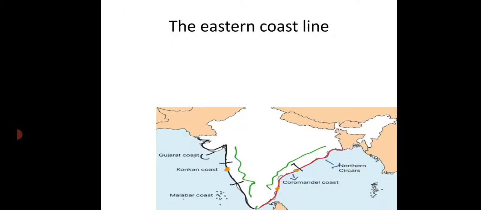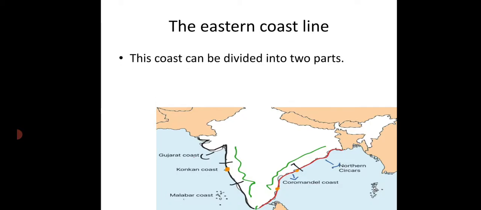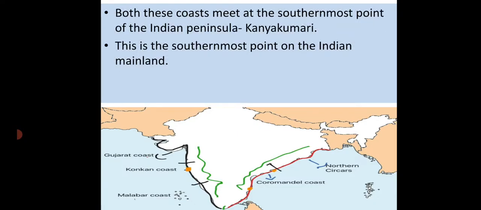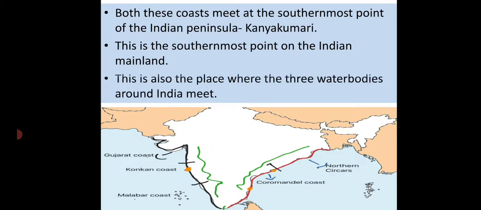As you can see, the eastern coastline can be divided into two parts: the Northern Circars and the Coromandel coast. You can see it in the image. Both these coasts meet at the southernmost point of the Indian peninsula, Kanyakumari. This is the southernmost point on the Indian mainland. This is also the place where three water bodies around India meet.